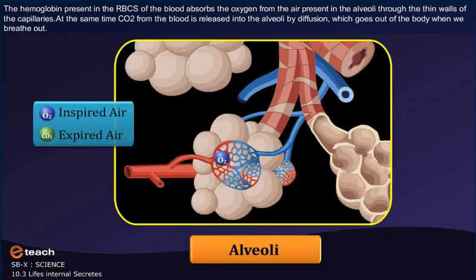The hemoglobin present in the RBCs of the blood absorbs the oxygen from the air present in the alveoli through the thin walls of the capillaries. At the same time, CO2 from the blood is released into the alveoli by diffusion, which goes out of the body when we breathe out.